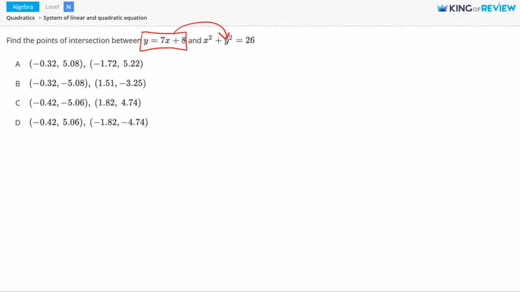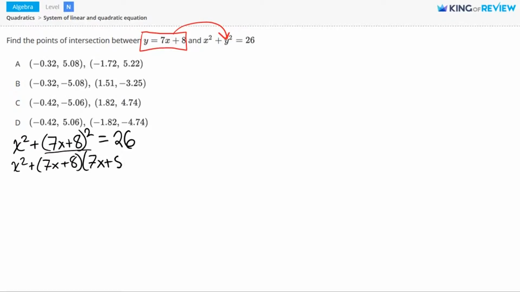We have x squared plus y squared equals 26. Notice I left an open space for y. I'll now substitute in 7x plus 8 for y. That goes in the parentheses. Now let's expand this portion. x squared plus (7x plus 8) times (7x plus 8) equals 26.